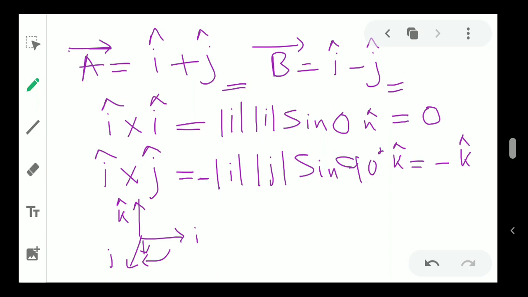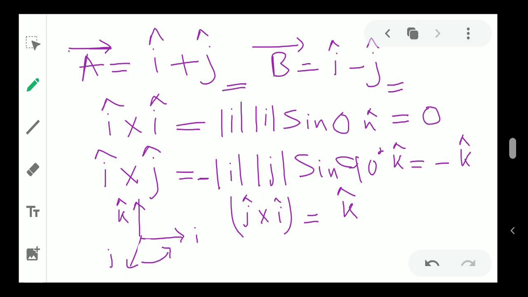So it will be minus k cap. So I cross j is minus k cap. But if we try j cross I, you can see now if I go from j to I, that is I'm moving my right hand in towards I, so my thumb will indicate k, so that will come k cap.